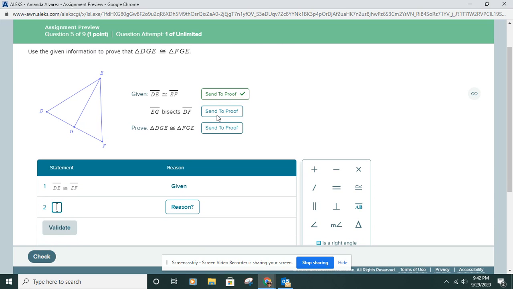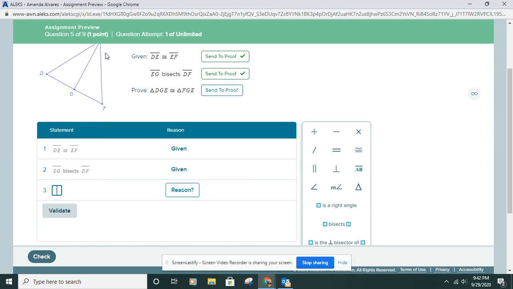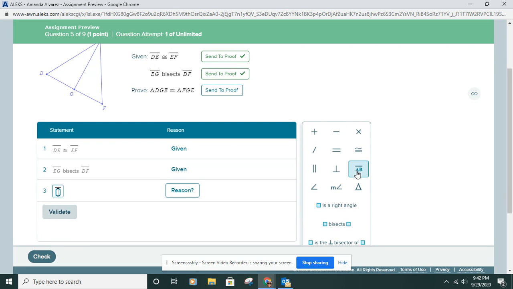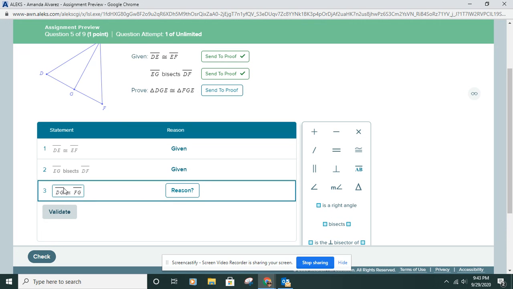Let's see if I can just do it real quick. So I've got side DE. I'll have this side, and then I'll also have a reflexive side. So since EG bisects DF, I would have DG. I have to use a symbol for a segment. So DG, I do the side space arrow to make the segment symbol stop. Otherwise, it keeps going and then it marks it wrong. So DG is congruent to FG. Make sure it looks like that and you don't have that symbol going forever. You have to do the side to the right arrow button.